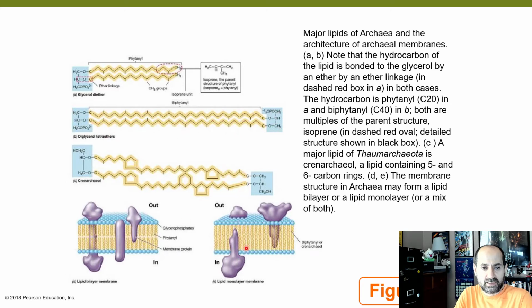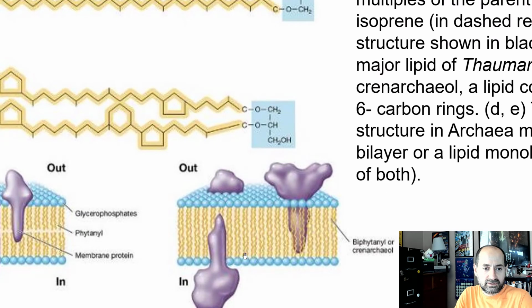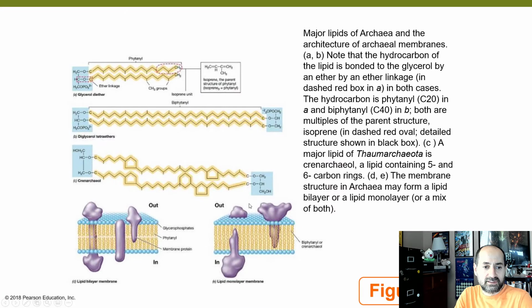Because notice how the hydrophilic heads are on both sides, and the tails span between the two hydrophilic heads. So here, if you look closely, this is called a monolayer because this hydrophilic head and these two tails are all connected. Everything's connected, so there's no bilayer here. So you can have a lipid bilayer, or you could have a lipid monolayer.